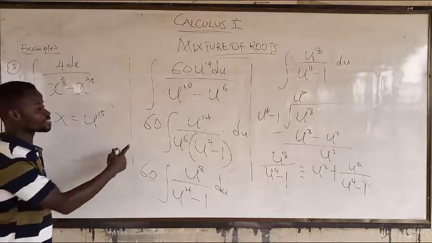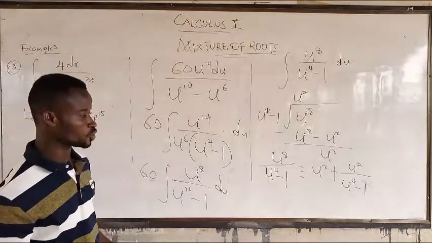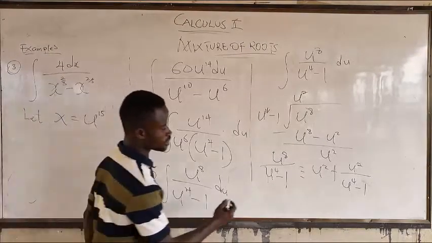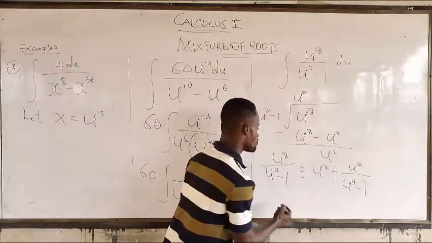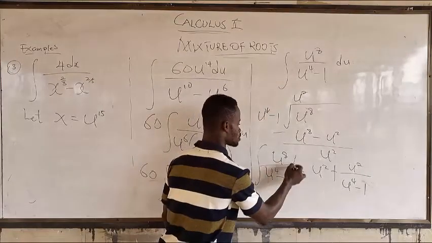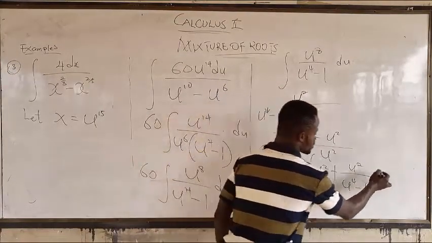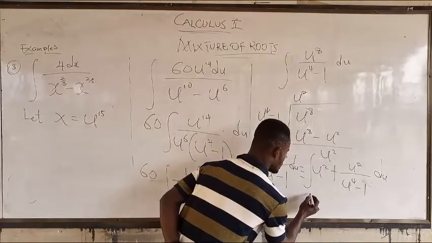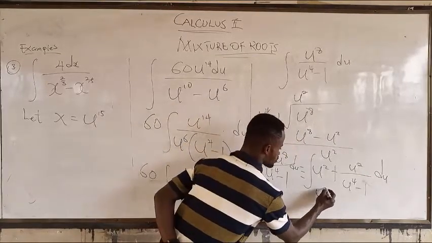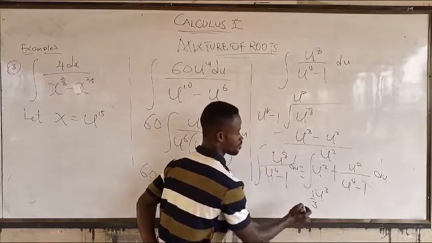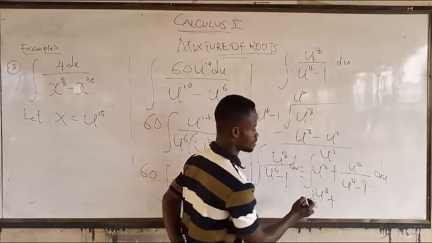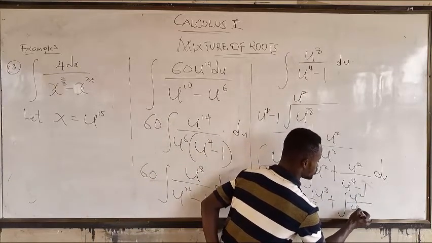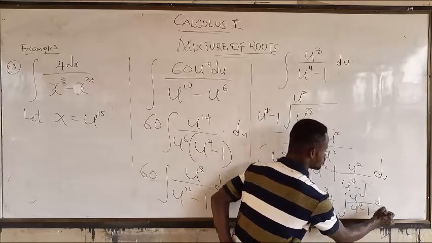And also don't forget the 60. You multiply it throughout after we get everything. Alright, so let me do this here. Hope you can see there. For us to integrate this with respect to u, it's the same as integrating this with respect to u. So we are going to get the integral of this is u raised to the power 3, then 1 over 3, plus the integral of u raised to the power 2 over u to the power 4 minus 1 du.